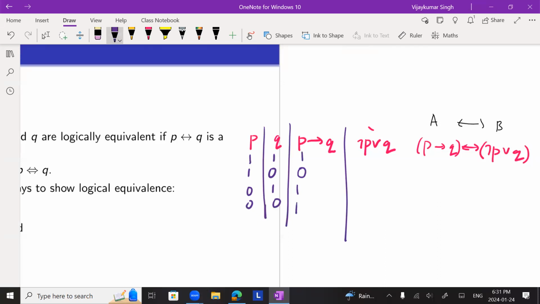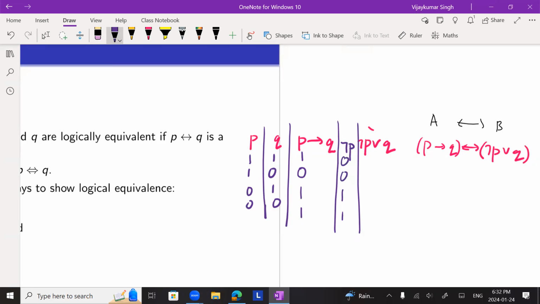Now let's construct negative P or Q. So again, I need a small table for negative P, because I'm going to basically build it out of what I have here: 1, 1. I want a small table to write down negative P, because that way it's easy for me to see what is happening, because I'm going to do negative P or Q. So what is negative P? It's going to be 0, 0, 1, 1.